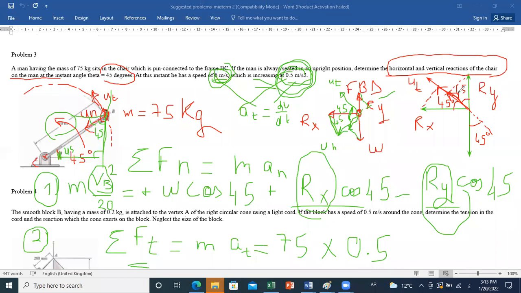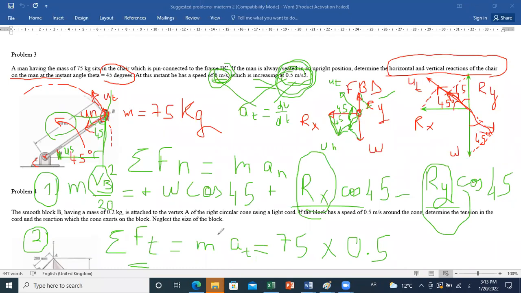So also it's a positive projection, so plus Ry cosine 45. Finally, for the weight, if you project the weight on UT, it's pointing downward, opposing UT. So it's a negative projection. You do the same for UN, okay?